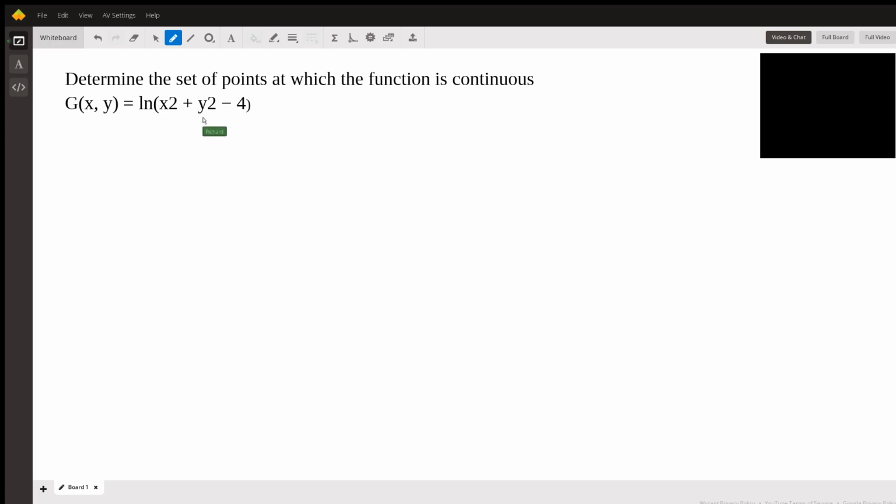This student is probably taking calculus because continuity is a classic topic for calculus students. So let's get to work here answering the question.